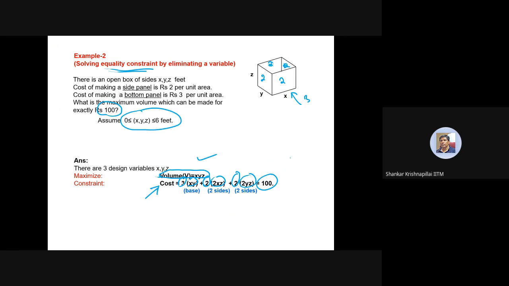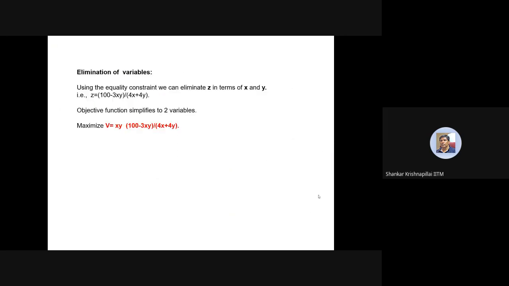So you can see that there are 3 variables and 1 equality constraint. We can eliminate 1 variable based on this 1 equality constraint, so you will finally get only 2 variables for optimization. So let us eliminate 1 variable using this equality constraint.